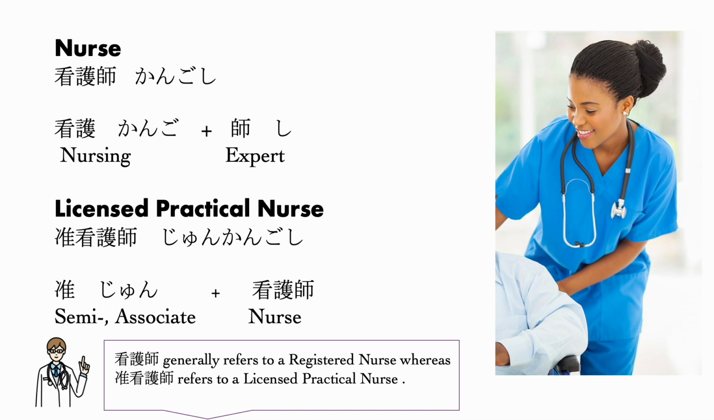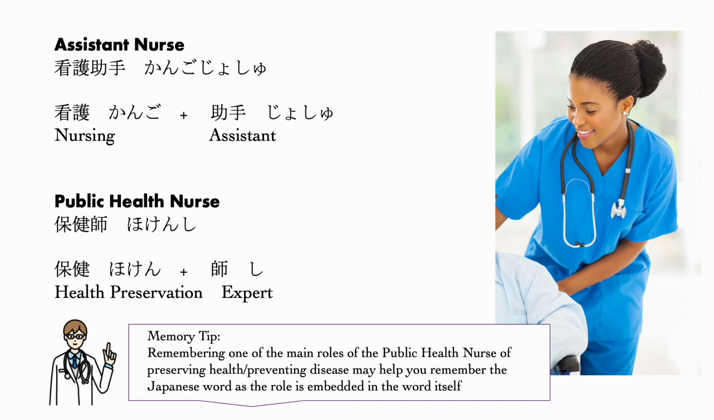Next we have an assistant nurse, or kango joshu. Breaking the kanji down, we have kango, which means nursing, and joshu, which means assistant, making nursing assistant or kango joshu. So a very literal translation there. We also have public health nurses, and the word for that is hokenshi. So the kanji making this word is first hoken, which means health preservation. Then combined with shi, which means expert or teacher, we have health preservation expert or hokenshi, which is a public health nurse.